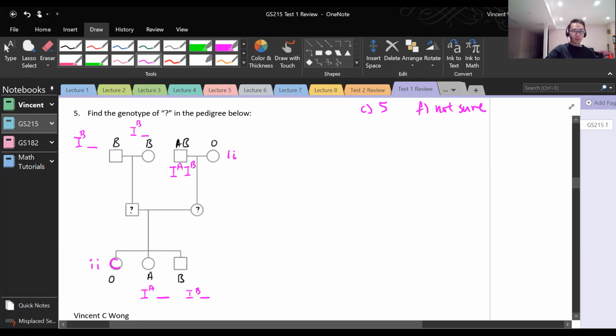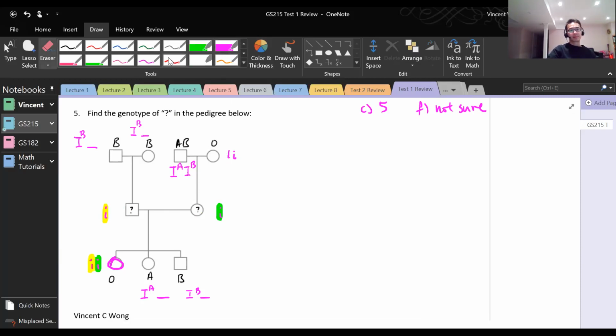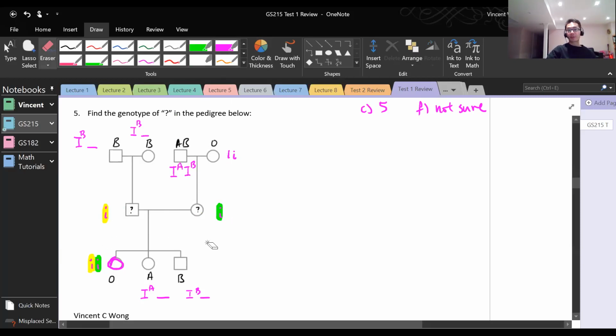Always good to take a look at people with type O blood, and then we can figure out the relationship with the parents or with their kids. So this is type O, which means one of the small i's comes from the mother, and one of the small i's came from the father. I'll highlight it for you. That's the first thing we can do.